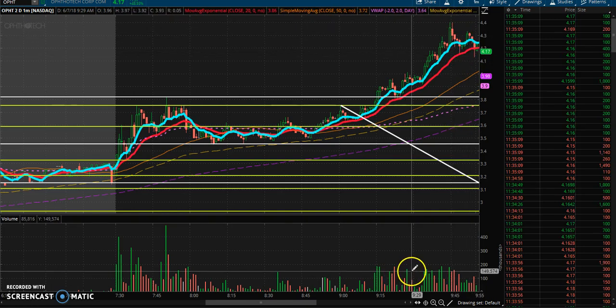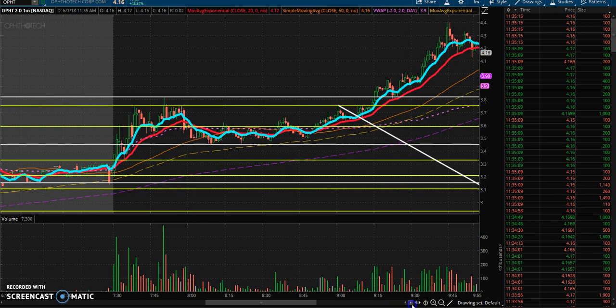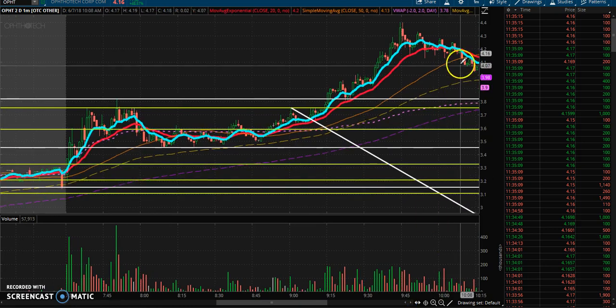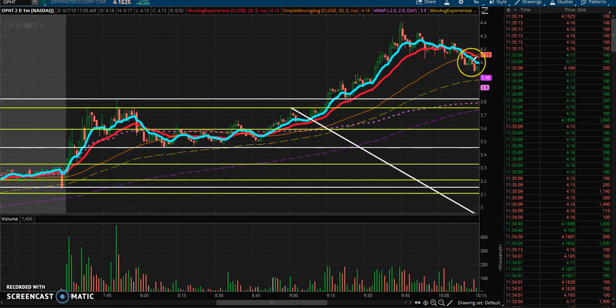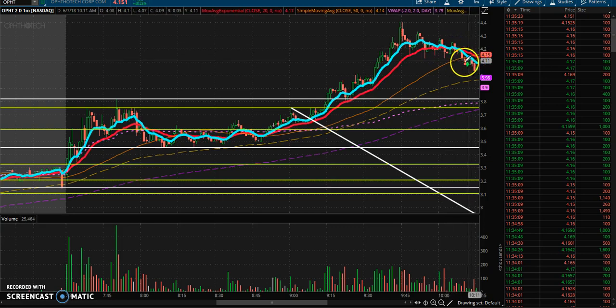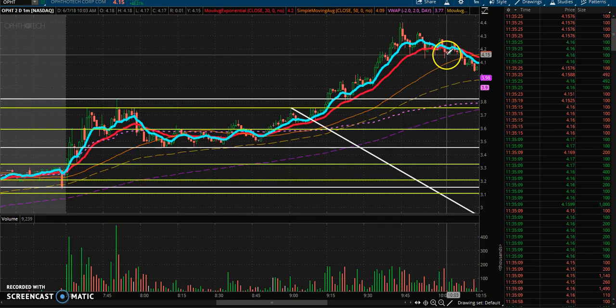And then if we fast forward, you can see, another thing you can do is once this blue line, the 8, crosses below the 20 EMA, that's a good spot to get out.